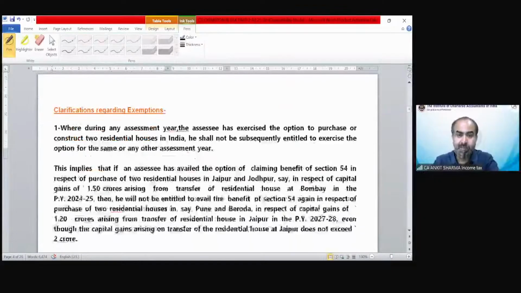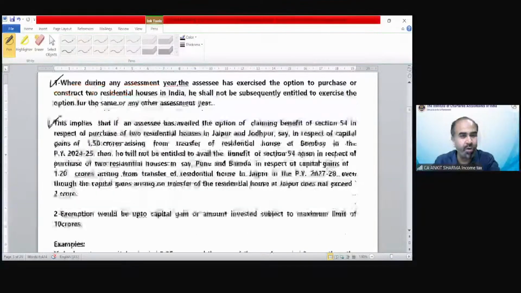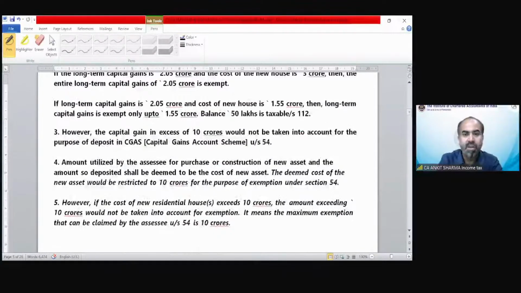So that was the last thing. Before discussion of the concept of proportionate, there are some clarifications. This is just like your homework. You have to go through it. We also have homework on buyback of shares. We are going to discuss it after 5 minutes. So this is regarding the 2 crore and 1 house limit or 10 crore limit clarification with examples. You should go through all these clarifications with examples. So the 2 crore concept and 10 crore concept, you will be able to understand clearly. All points are your homework.